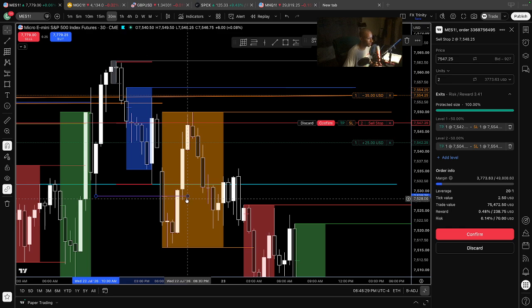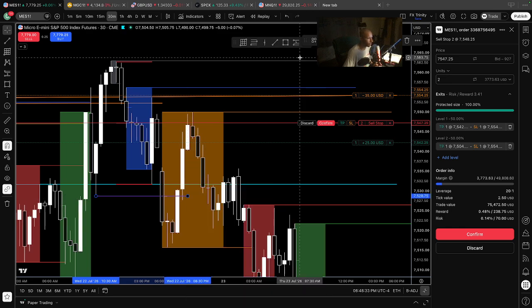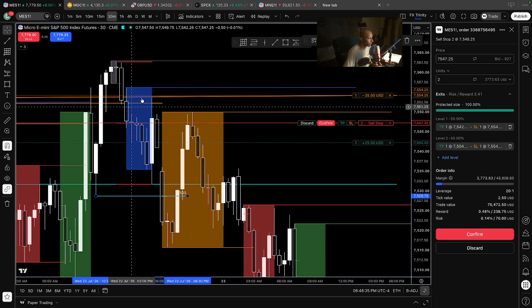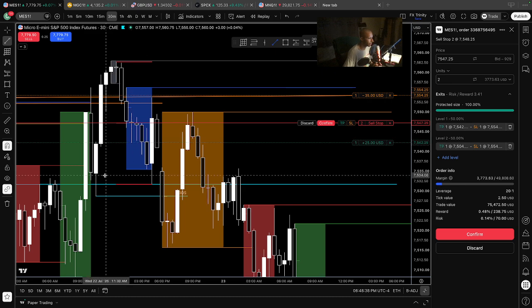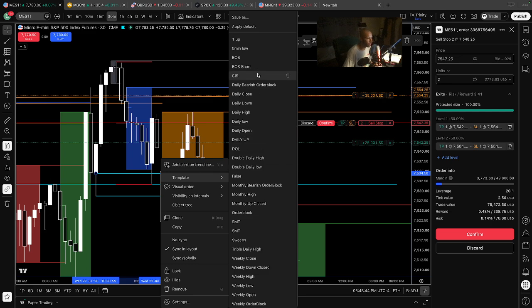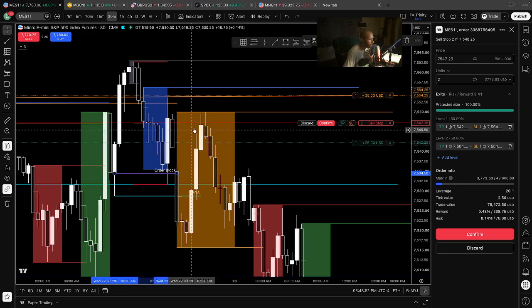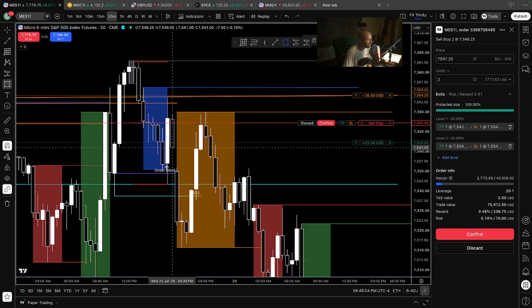All right. So when we break structure right here, now we look for it to return to the order block. Where's the order block? The order block is right here. All right. So you just enter at the order block. But wait, is there a fair value gap paired with this order block? Nah, there's not. But wait a minute. There's this big volume gap. And isn't a volume gap basically a fair value gap?